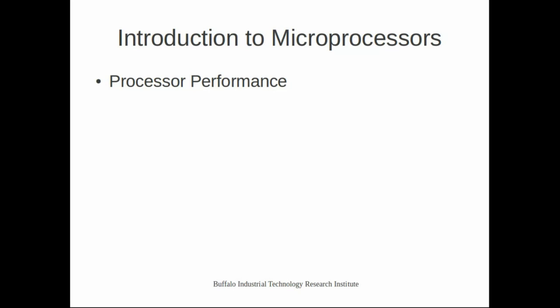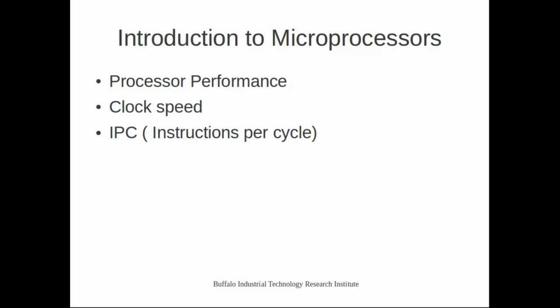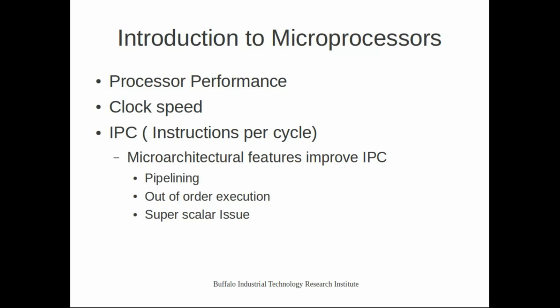execute a program. Clock speed of a microprocessor can indicate its performance. It is a simple measure but is not very accurate. The number of instructions executed per cycle along with the clock rate could give a better indication of its performance. Microarchitectural features improve the number of instructions executed per cycle. Features like pipelining, out-of-order execution, and superscalar issue increase the number of instructions executed per cycle by supporting parallelism, so they can improve the performance of a processor.